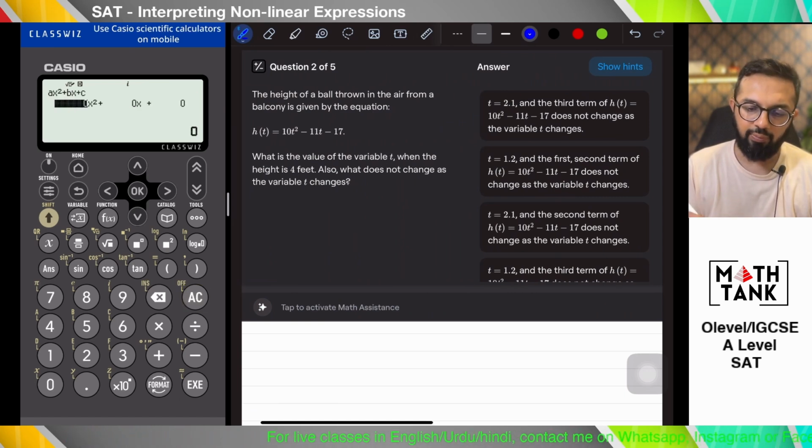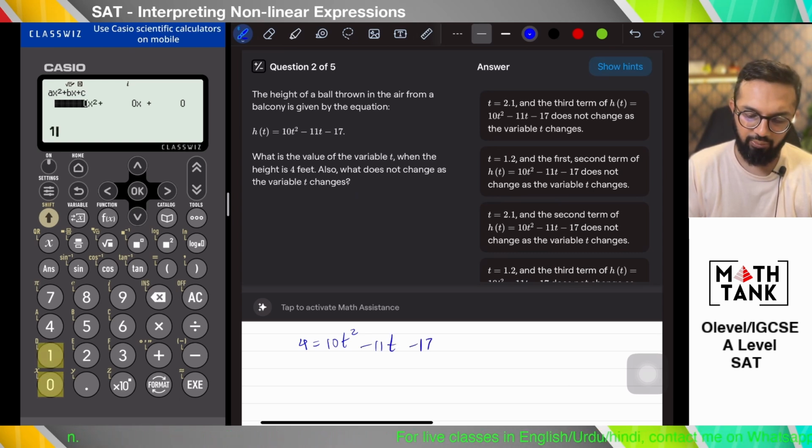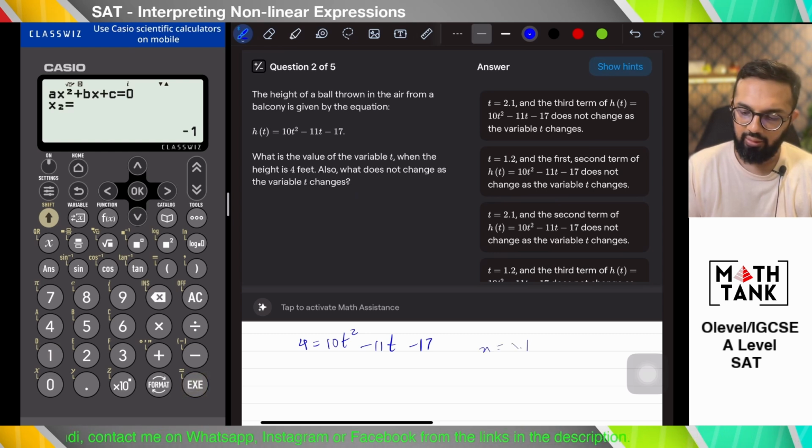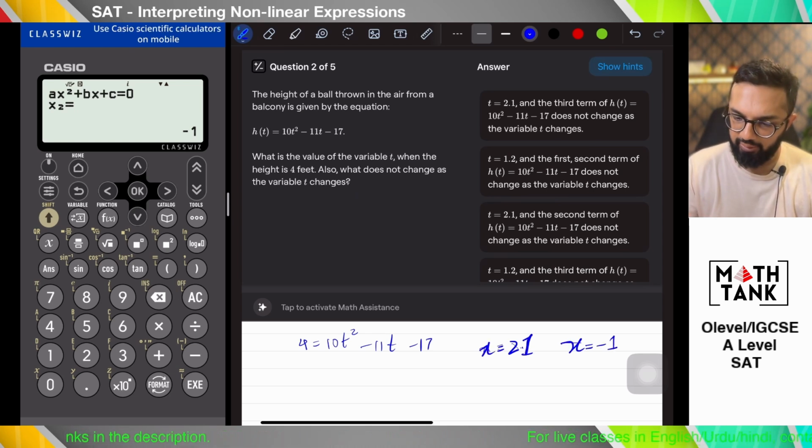The height of the ball in the air from the balcony is given by this. What is the value of the variable when the height is 4 feet? Okay, so 4 equals to. Also, what does not change as the variable t changes? Okay, let's think about that. Let's first solve that. So that's going to give me 21 on the constant. Let's see if I can get a correct answer first. So it gives me 2.1 and minus 1. So 2.1 and minus 1. Okay, so 2.1 should be the correct answer.